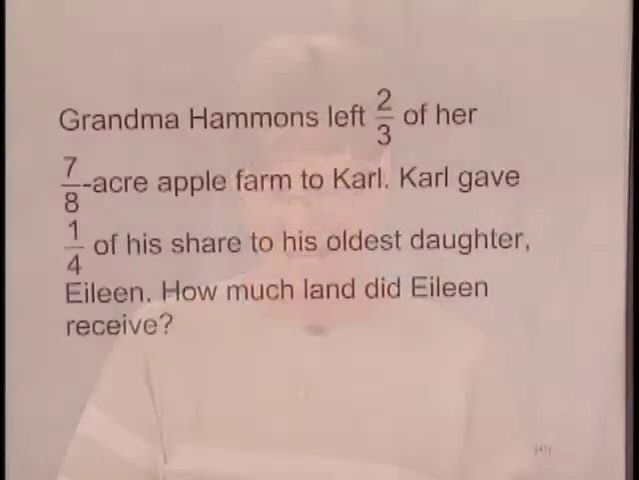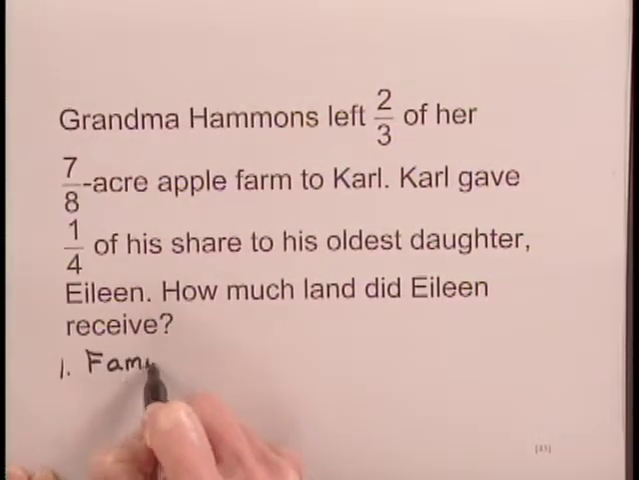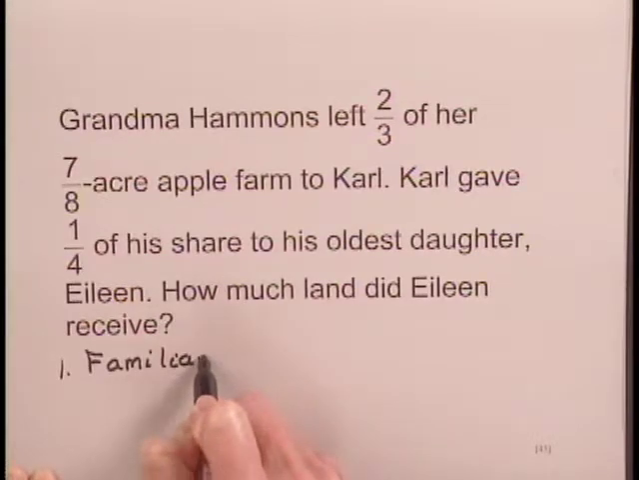We're going to do an applied problem. Grandma Hammonds left 2/3 of her 7/8 acre apple farm to Carl. Carl gave 1/4 of his share to his oldest daughter, Eileen. How much land did Eileen receive? Well, we'll familiarize ourselves with the problem first. That's the first step in our 5-step problem-solving process.